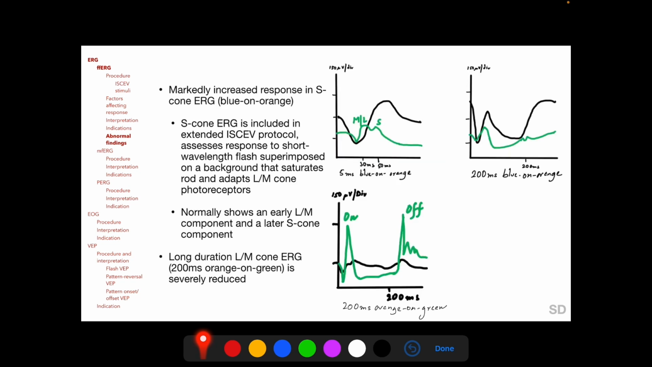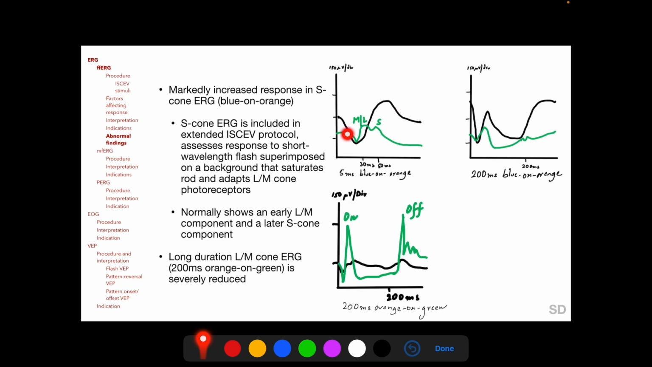Also, in enhanced S-cone syndrome, there is a markedly increased response in S-cone ERG, which is performed with a blue on orange stimulus. So the response to S-cone ERG in a normal individual is this one, with separate peaks for M and L cones and S-cone. The response in ESCS is significantly enhanced.